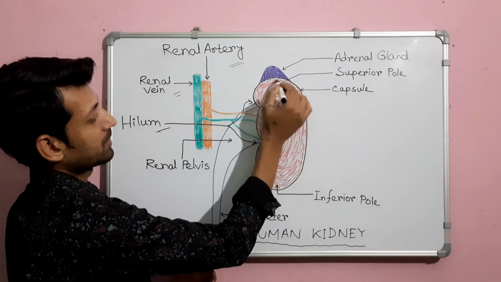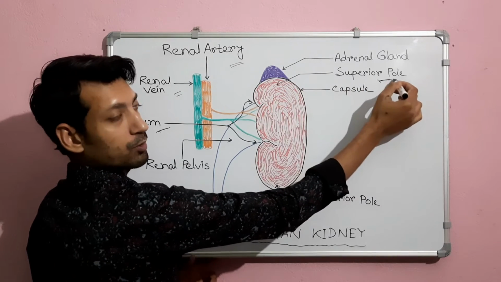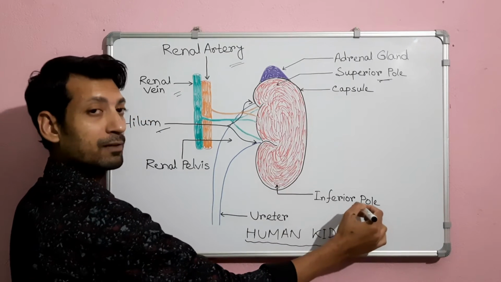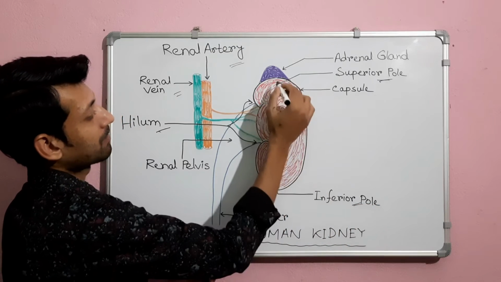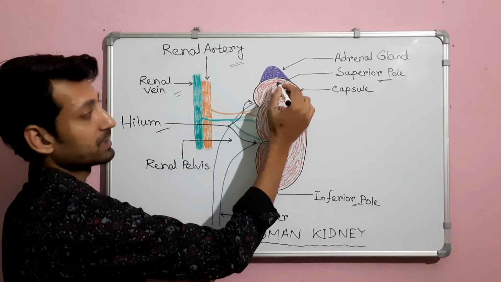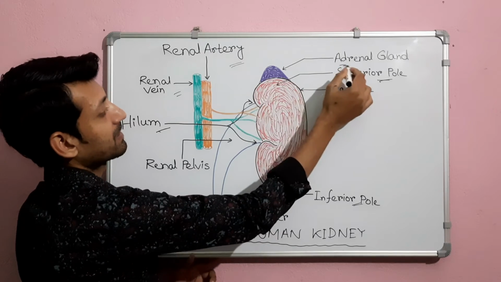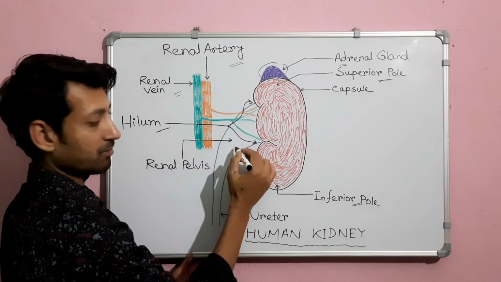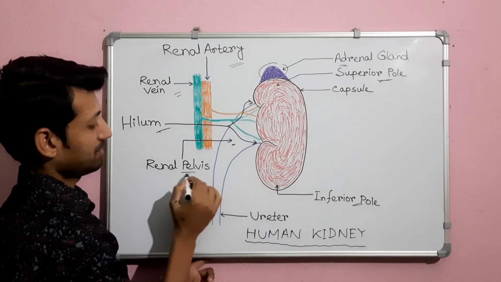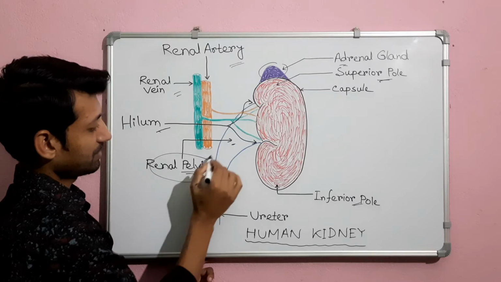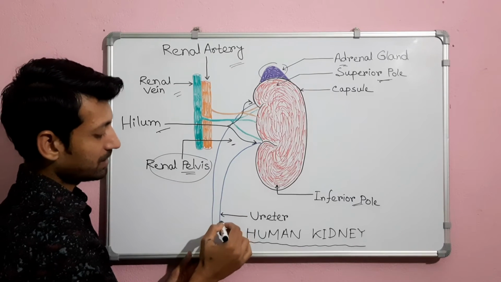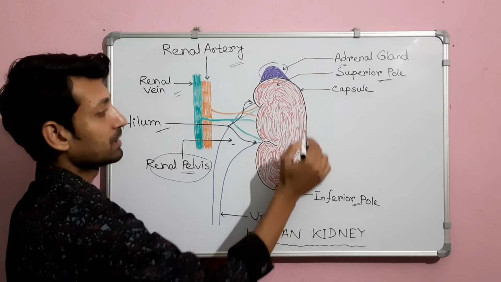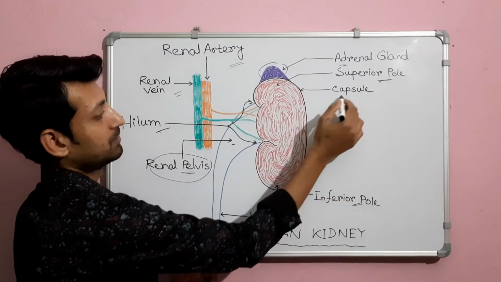The upper portion of kidney is known as superior pole and the lower portion of kidney is known as inferior pole. On the superior pole of each kidney lies an adrenal gland. This expanded funnel-shaped region is known as the renal pelvis. It exits from the kidney and forms ureter. The surface of the kidney is covered by a connective tissue capsule.